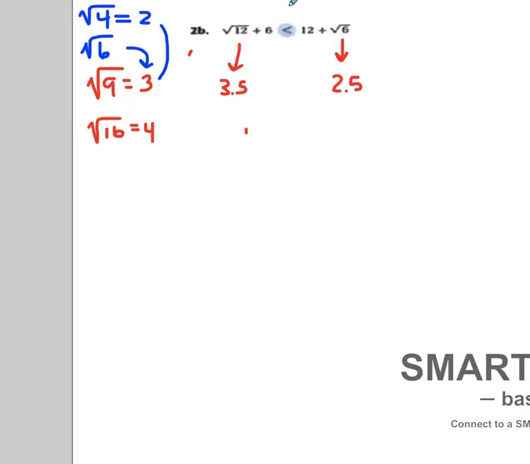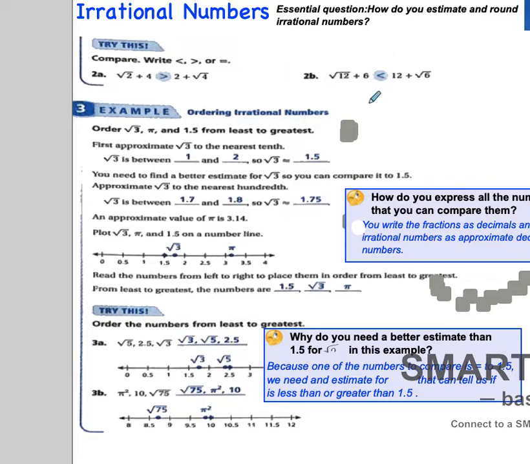So I'm going to just go ahead and put this value in at 2.5. And then I'm going to combine the terms on each side of the equation. And 3.5 plus 6, I believe, gets me 9.5. And then 12 plus this 2.5 gets me 14.5. And therefore, obviously, we know that 14.5 is greater than 9.5.